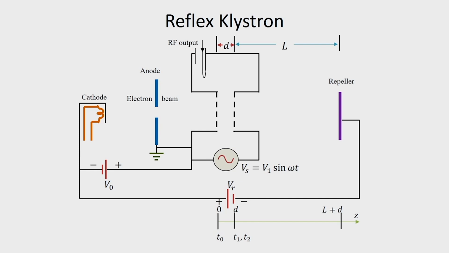this is the cavity where the electrons also transfer their energy. In reflex Klystron, we have a repeller which is maintained at a lower potential, and its job is to repel the electrons back to the cavity. Since it is an oscillator, it has only one output, but for the sake of explanation, we are assuming a small AC signal already present here.